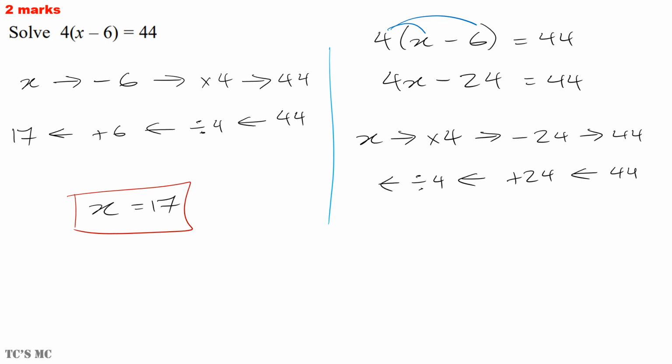For having written that, we would get 1 mark, and the answer is still 17. And there would be our second mark. It doesn't matter which method you choose, both are valid, and both with the correct answer would get you 2 marks.